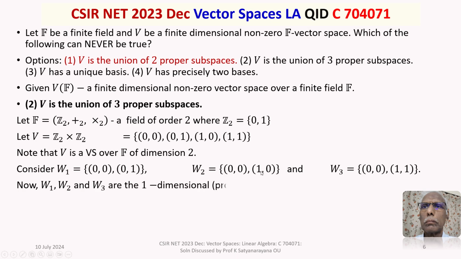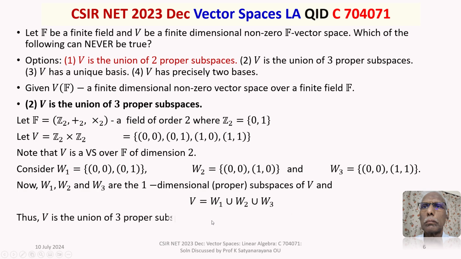And you can see that V can be written as W1 union W2 union W3. So in this case, V can be written as the union of three proper subspaces. This is possible. Thus, V is the union of three proper subspaces. Therefore, the statement given in option 2 is true.